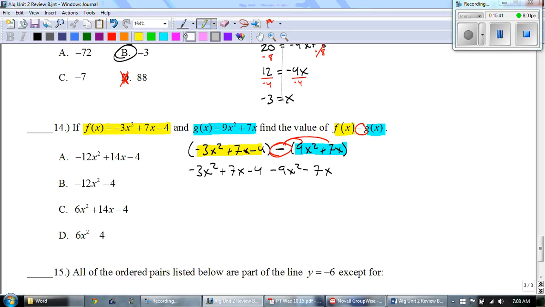Now we're looking to combine like terms. I've got the negative 3 and the negative 9, which turns into negative 12x squared. I have positive 7x and negative 7x. What happens there? Those cancel out. And the only term that's left is the negative 4. So we're left with negative 12x squared minus 4.